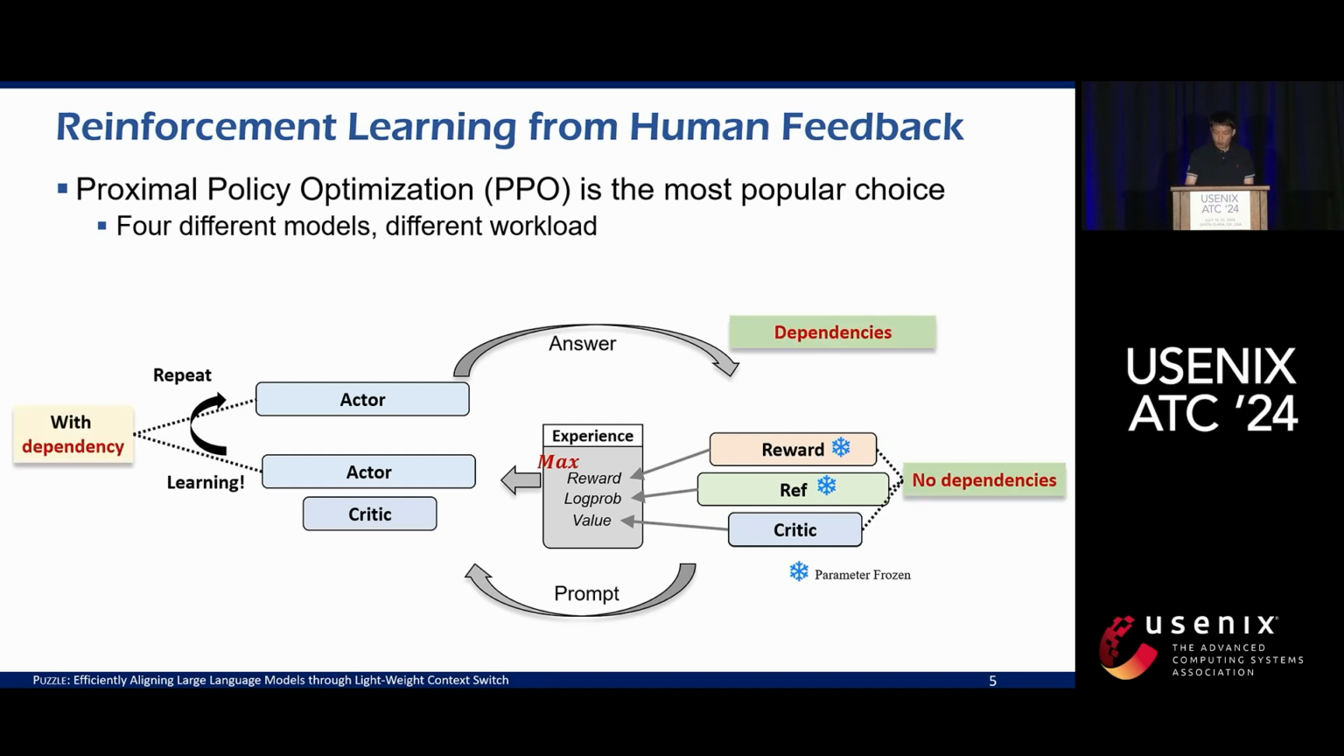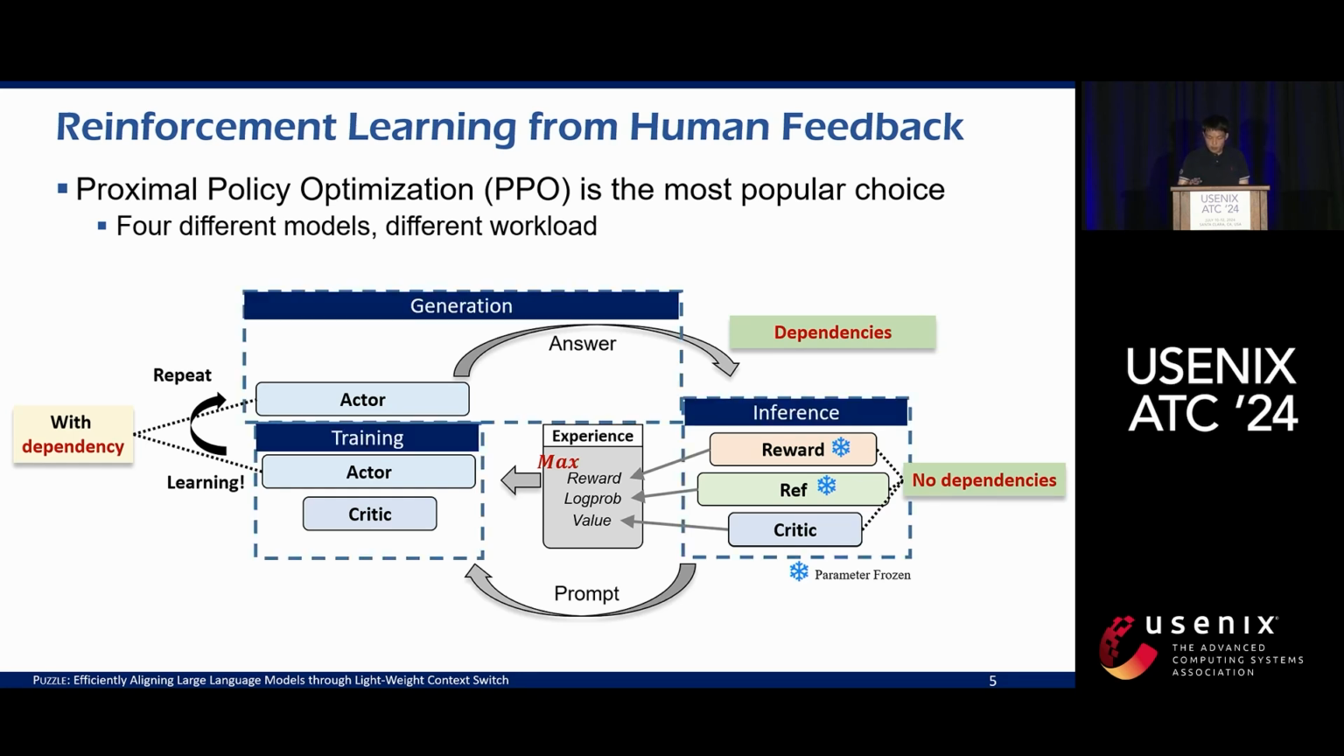To better schedule the workflow, we can divide the entire workflow into different stages according to data dependency. For example, these 3 models, the reward, ref, and critic models, are without dependency, so we can put them into a single stage. And the 2 actor models in the slide have dependency, so they are in different stages. For this workflow, we have 3 stages in total.